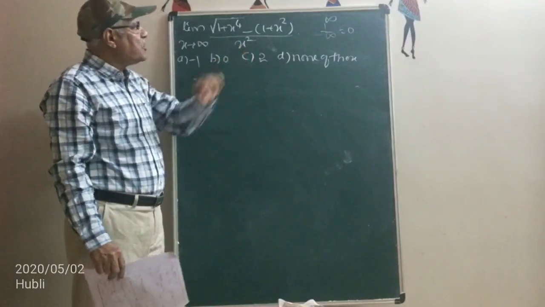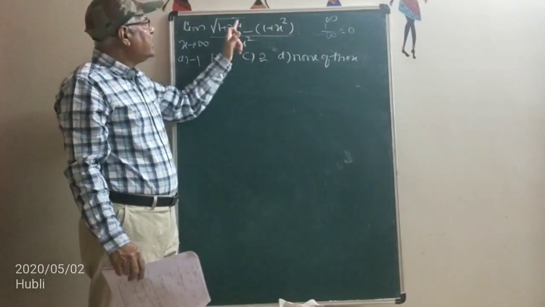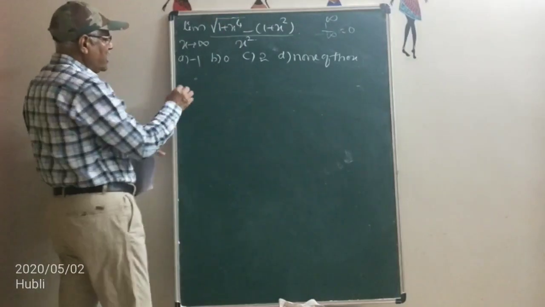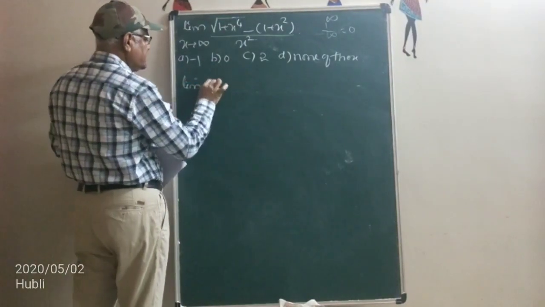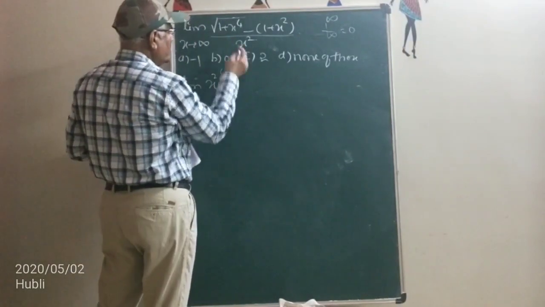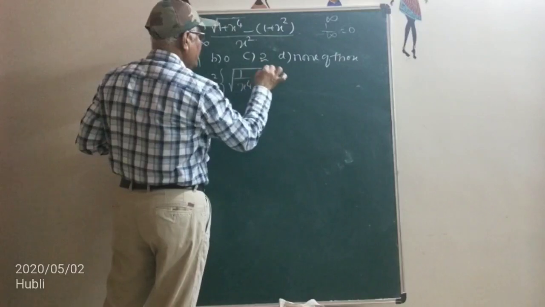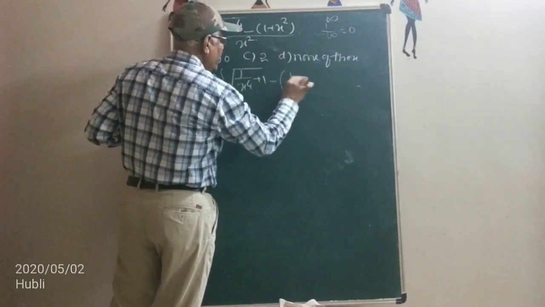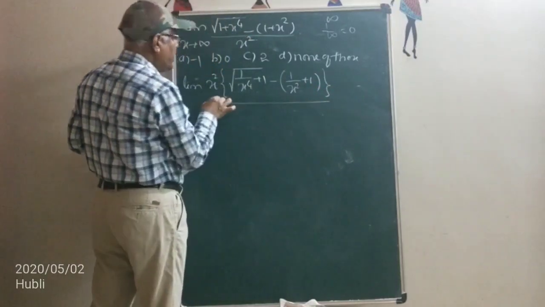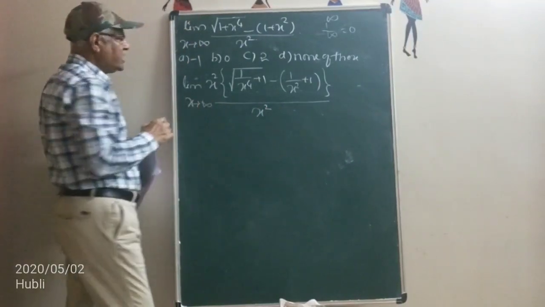In the denominator, highest power of x is 2, and in the numerator, the highest power of x is 2, and root of x raised to 4 means x raised to 2. So now let me take x square as a common factor in both numerator and denominator. X square into the bracket, root of 1 divided by x raised to 4 plus 1, next minus into the bracket 1 divided by x square plus 1. Complete this bracket and divided by denominator x square as x tends to infinity. Is it clear?